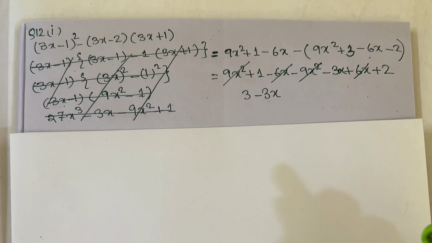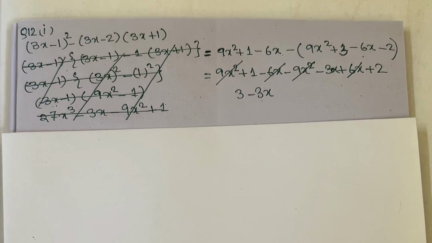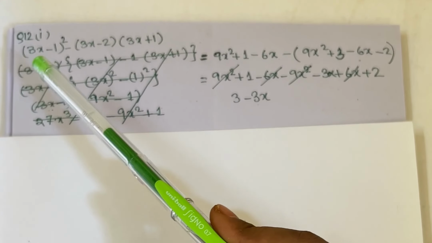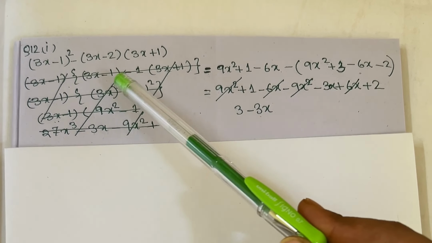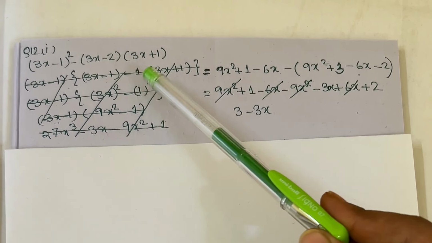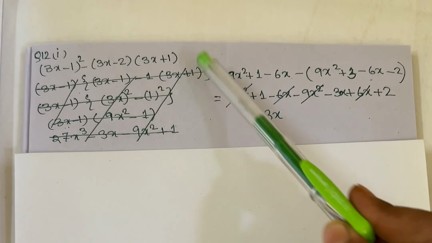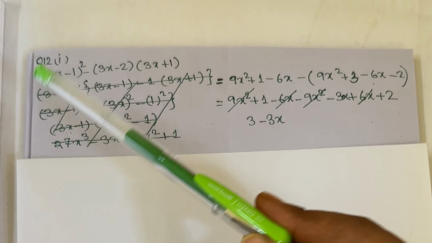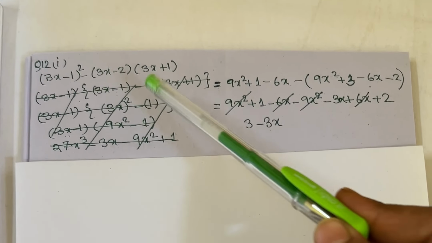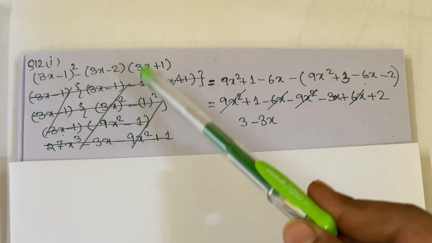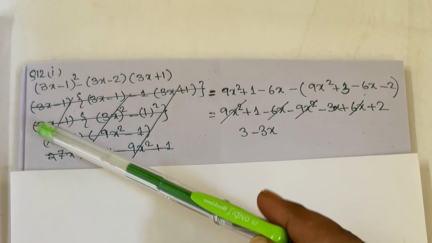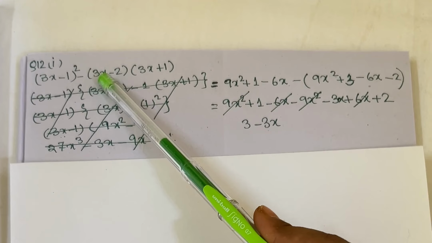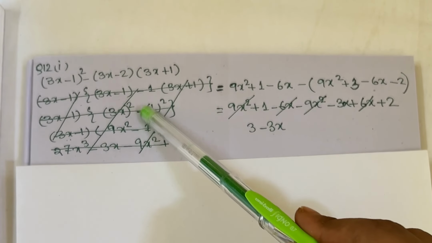Now for sum number 12 part 1, the sum is (3x minus 1) whole square minus (3x minus 2) into (3x plus 1). There is no formula from the formula chart that we can apply to simplify the sum directly. The only thing that is common here is (3x minus 1) whole square, so just putting this in the formula.